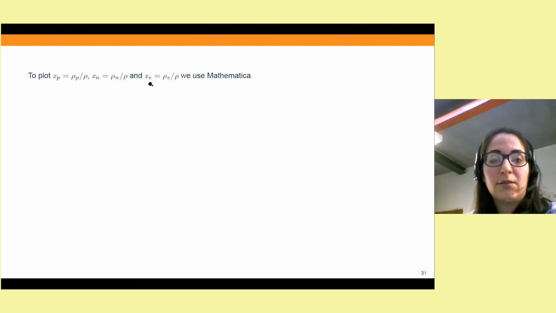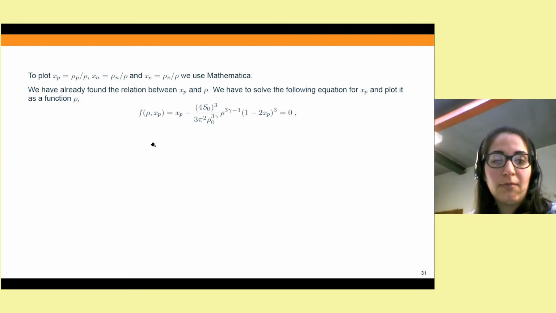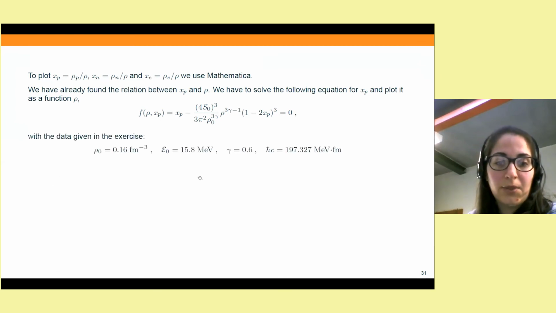And the electron fraction, because of charge neutrality, is also given in terms of the proton fraction. They have to be equal, basically. Okay. So what I have done is solving this equation with Mathematica. You can solve it analytically. It's a third degree equation for the proton fraction. Okay, but it's quite tough, so you can just solve it numerically or whatever you like, using these parameters that we were given in the exercise.